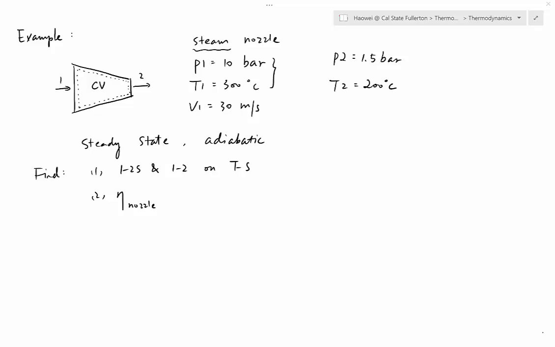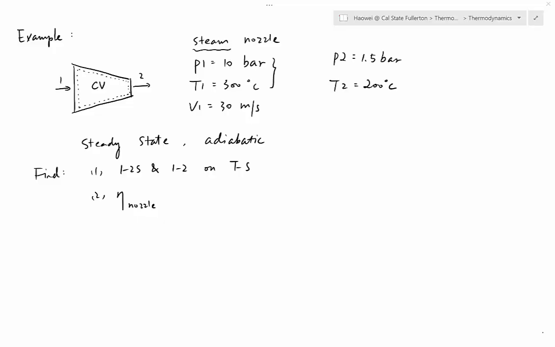Now let's do one example. We have a steam nozzle. The word steam tells us the working fluid is water, so make sure you choose the correct tables. P1 is given as 10 bar, T1 is 300 Celsius, and V1 is 30 meter per second. P2 is 1.5 bar, and T2 is 200 Celsius.